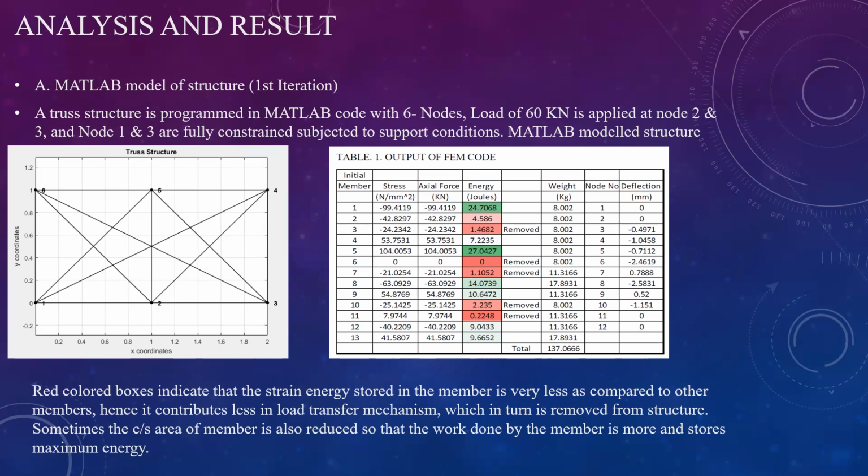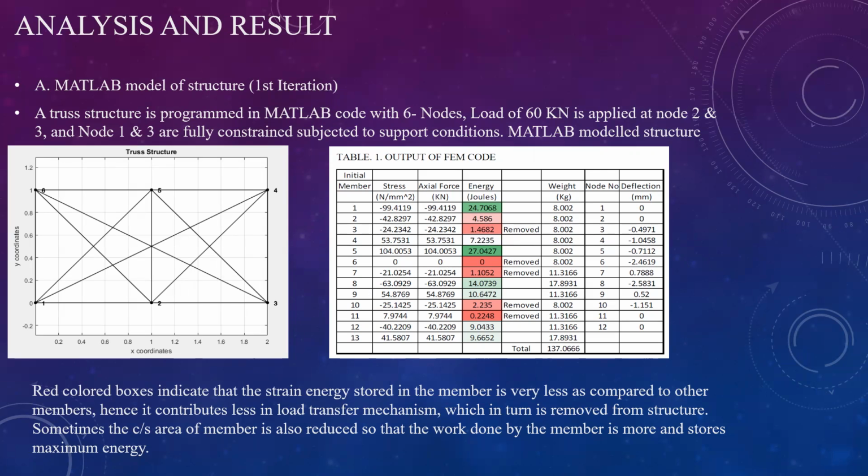And the output of the FEM code, finite element method code, is given here with stress, axial force, energy, node number, and deflection. The red colored boxes indicate that the strain energy stored in the member is very less as compared to the other members. As we can see, the initial 3 members and 6, 7, 10, 11 are red boxes. So the strain energy stored in these members is less compared to others. Hence, they contribute less in the load transfer mechanism, which in turn are removed from the structure.